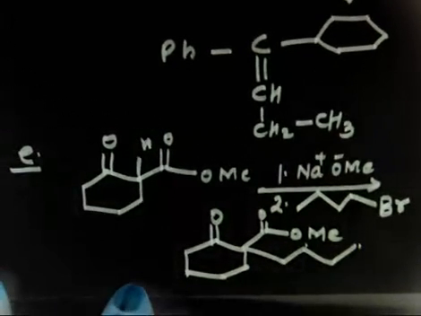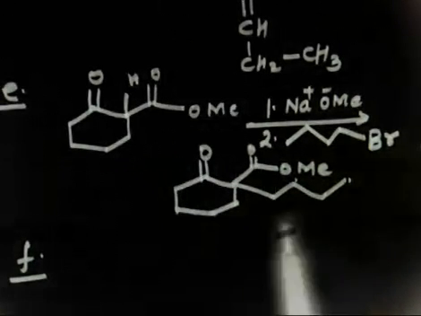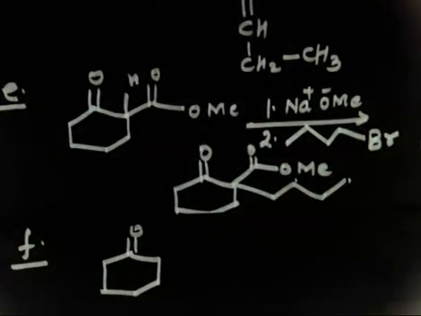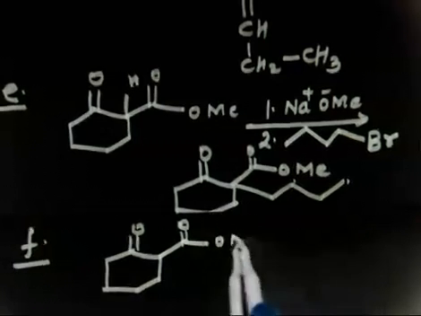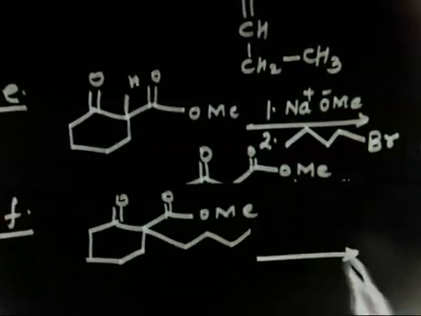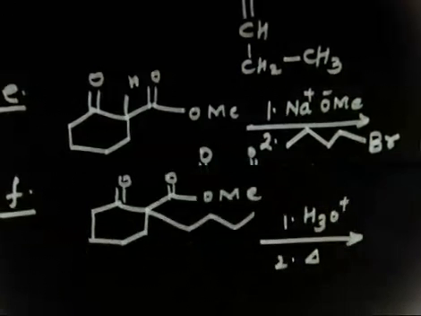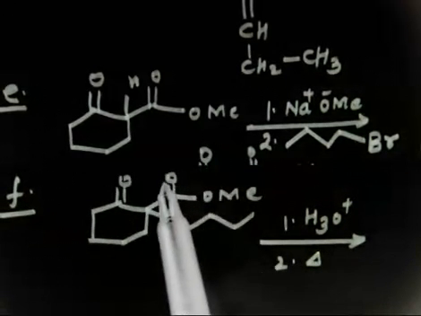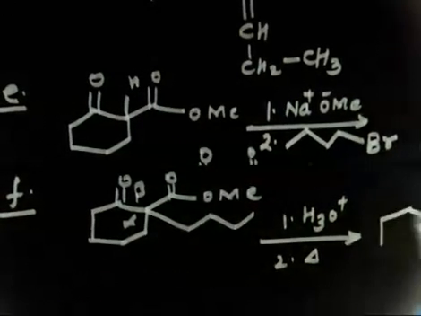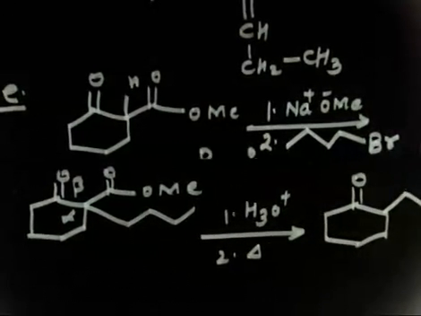Now the next question, F. This says what would be the product if the product of the previous reaction, that is this, on this side you have COOMe, and this side you have 4 carbon. So if this compound is hydrolyzed and heated, what will be the final product? So this will first give you acid COOH, and now this is a beta keto acid. So this will decarboxylate. So you will have simply this molecule, and here you will have 4 carbon. Are you getting?